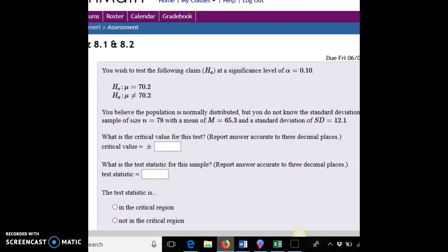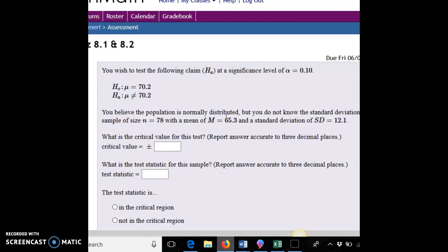Okay, so let's look at one of the typical problems from the 8.1 and 8.2 sections. All right, so we have that alpha is 0.10. Our null hypothesis, and our first hypothesis is always the null hypothesis, is that our population mean is 70.2, and then the alternate hypothesis is that the population mean is not equal to 70.2. We believe our population is normally distributed, but we don't know the standard deviation. We obtain a sample size of 78 with a mean of 65.3 and a standard deviation of 12.1.